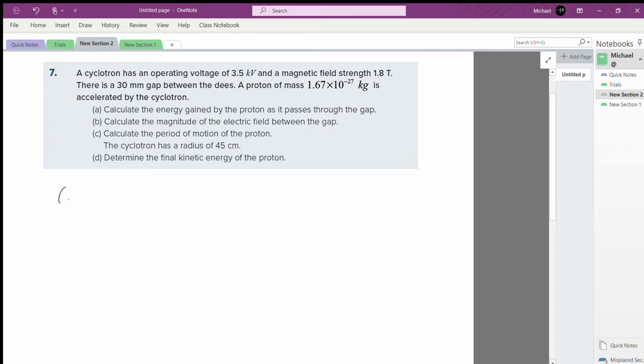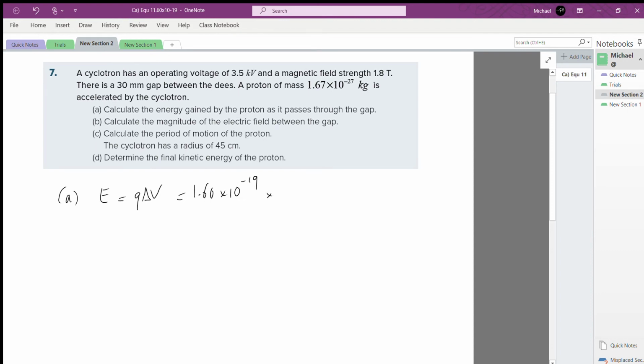First we need to calculate the energy gained by the proton as it passes through the gap. So here, just using work done equals change in energy, which is Q delta V. Charge of a proton is the same as the charge of an electron with a different sign, so 1.6 times 10 to the power of minus 19.